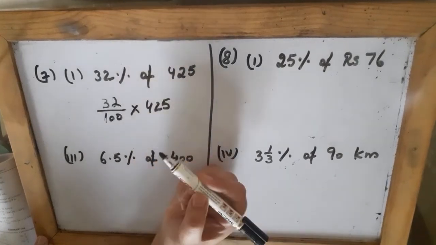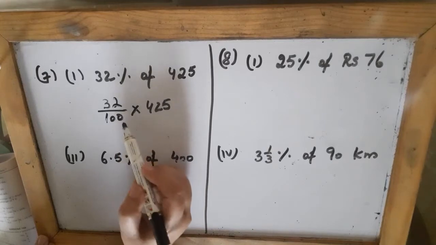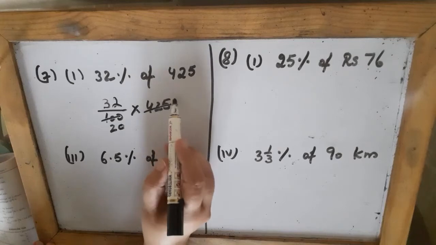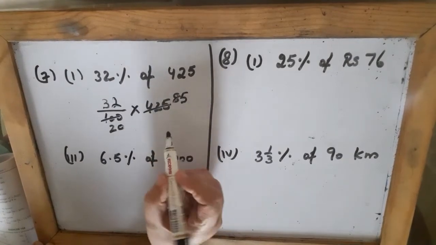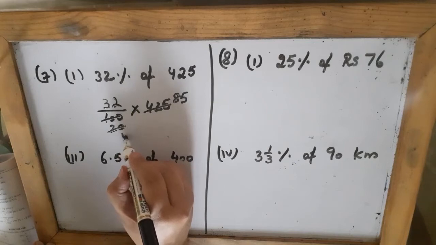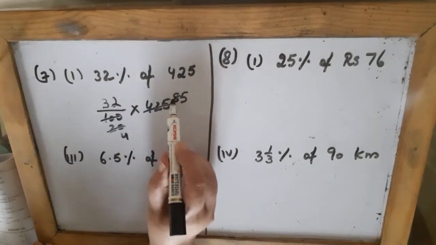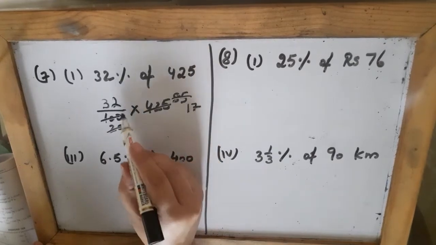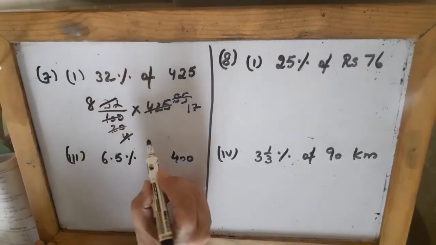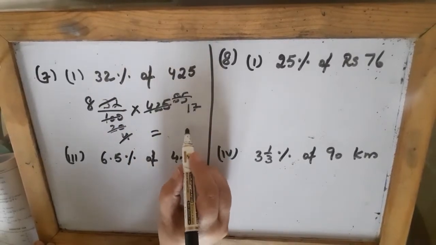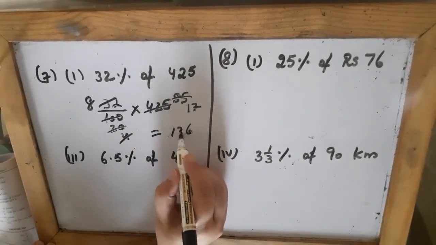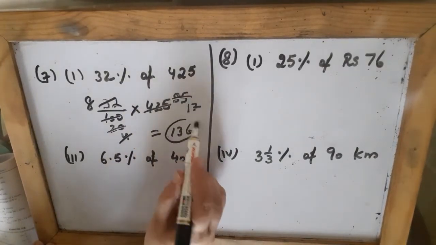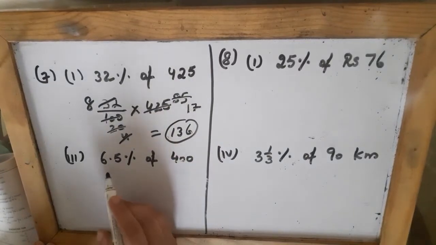Now you solve this and you will get the answer. You can reduce this to the simplest form. 5 2s are 10, 5 8s are 40, and 5 5s are 25. Again 5 4s are 20, and 5 1s are 5 and 17. Now 4 8s are 32. Now what will you get? 17 8s are 136. Yes, so the answer is 136. Now look at the third part of this.